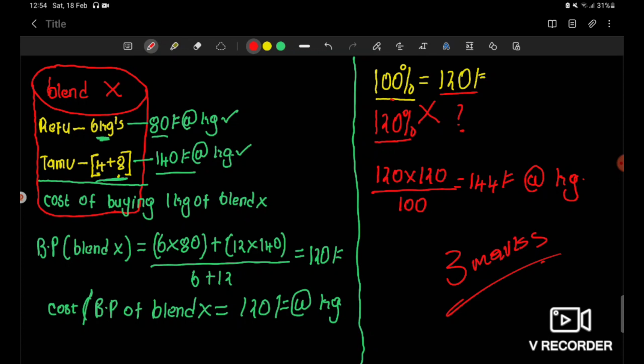So let us go to question number 17b, which reads, the wholesaler prepared another mixture, blend B, by mixing X kg of blend A rice with Y kg of tamu rice. Blend B has a wholesale price of 130 shillings per kg.